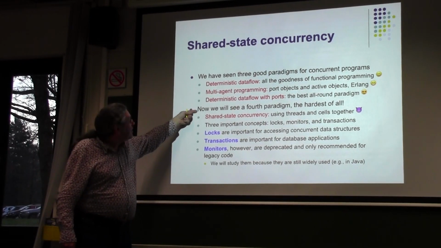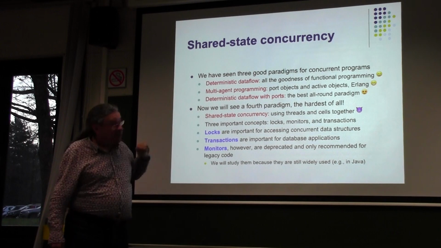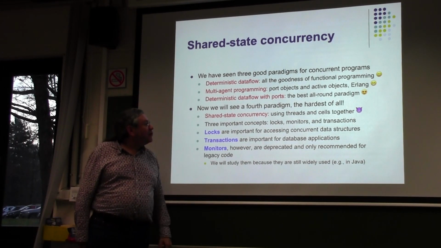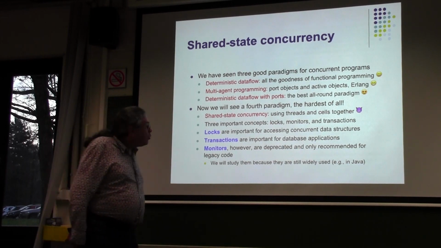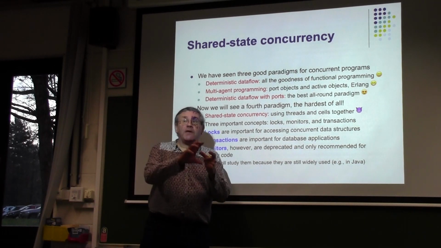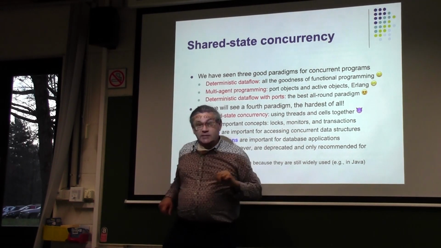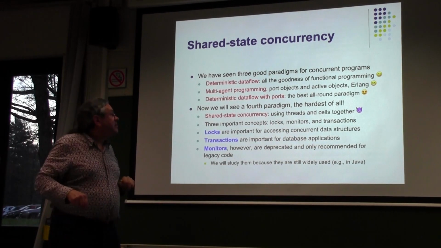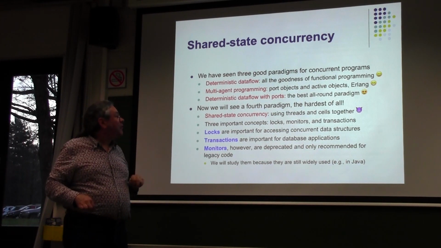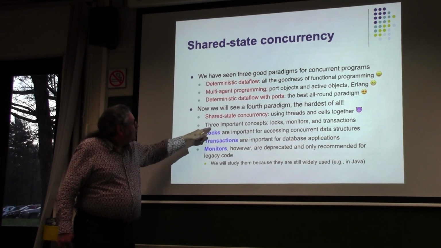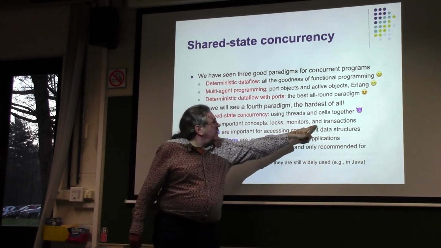Today, we're going to see a fourth paradigm for concurrent programming called shared state concurrency. This is where, instead of using threads and ports for multi-agent, we use threads and cells together. Cells, mutable states, variables that you can update. Okay? And we will see three important concepts.